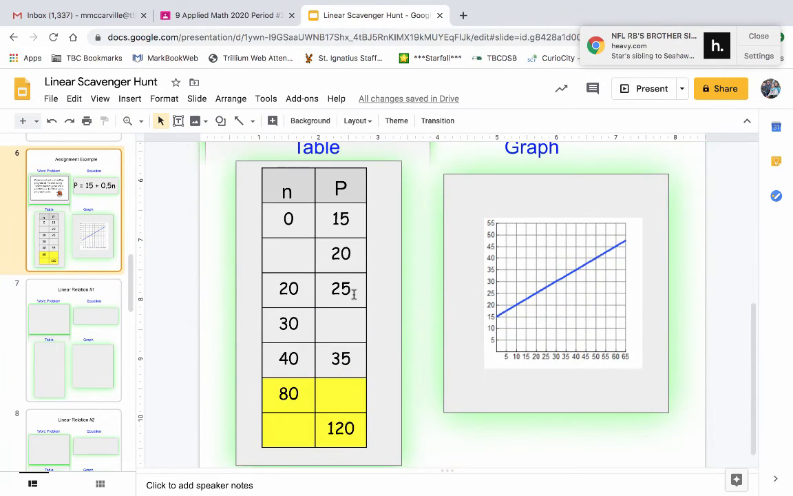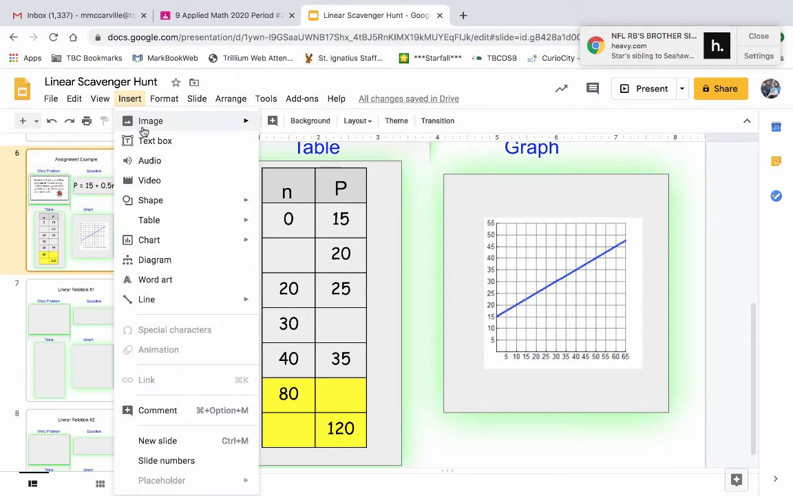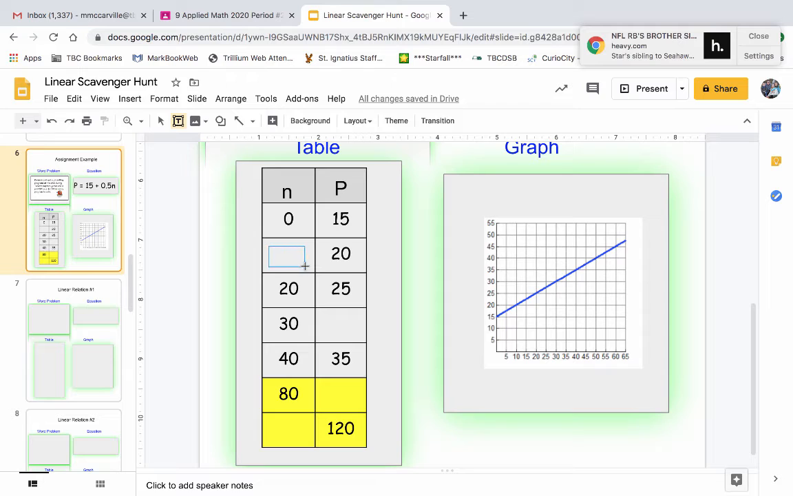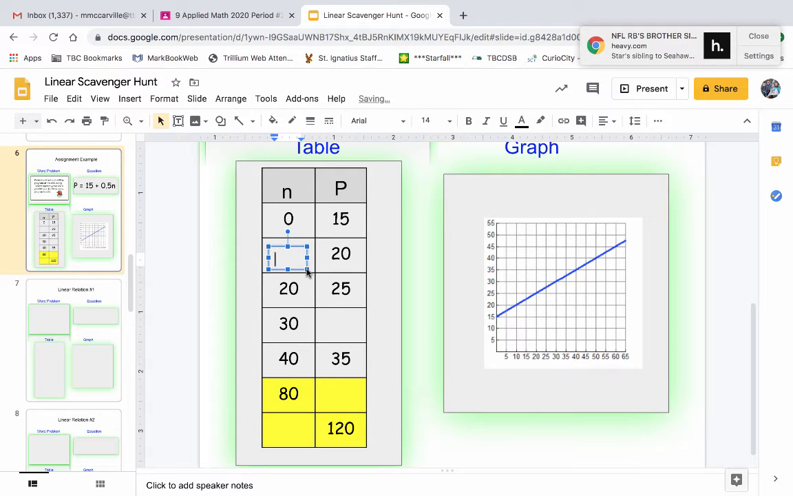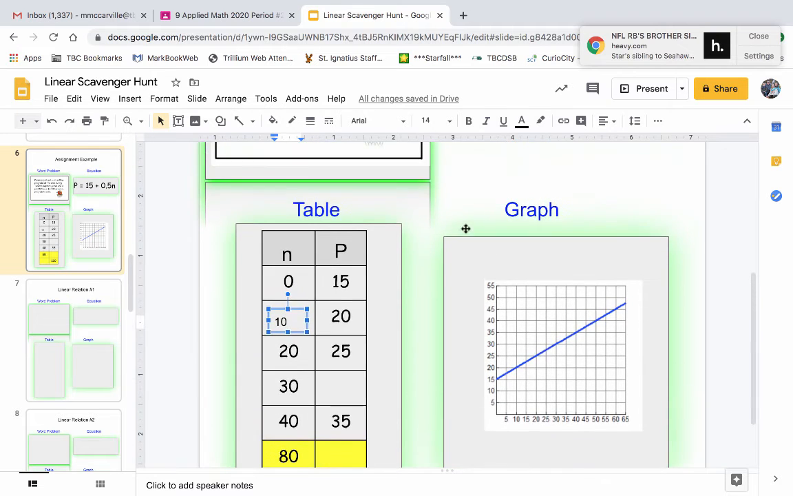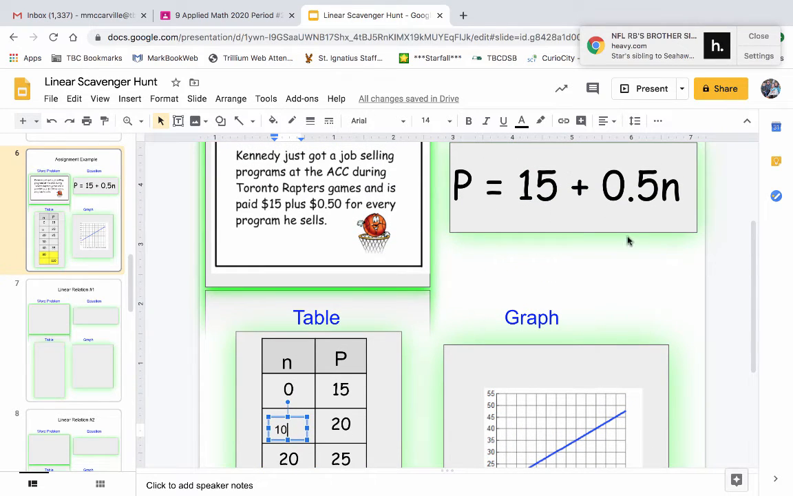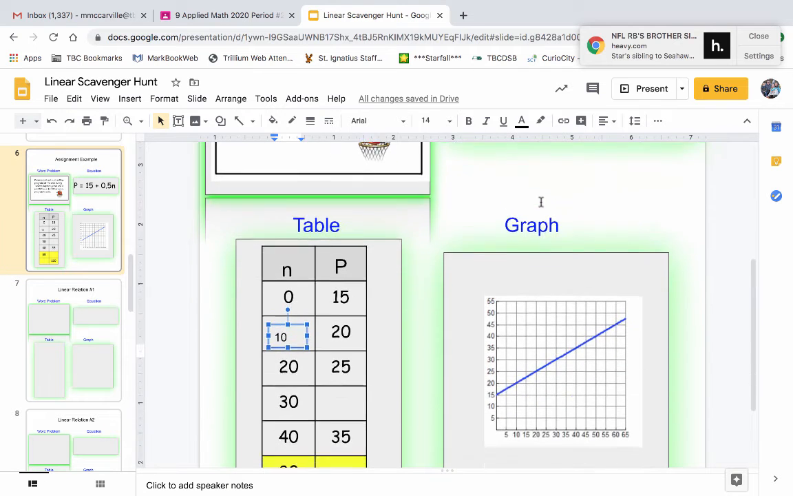But lastly, guys, let's fill out these values. To fill these out, all you're going to do is go to Insert, Text Box, put a text box in there, and type in the value that you think it is. I know that 10 programs will give me a pay of 20, because if I get paid 20, then it's 15 plus 5. So 10 times 0.5 gives me 5. So the only number that would work here is 10.